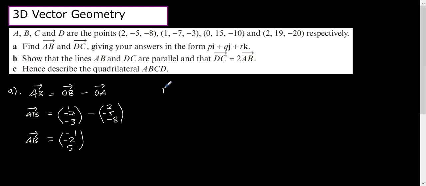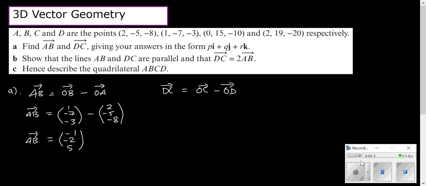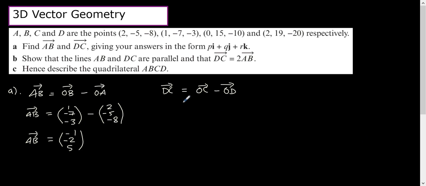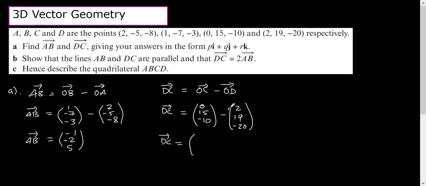Next, to find our vector DC, we're going to do exactly the same thing. D to C is OC minus OD. And we just take our vectors from the coordinates that we're given. So OC is going to be this one here, (0, 15, -10), and we're going to subtract OD, which is (2, 19, -20). That will give us our vector DC. So we've got 0 minus 2 is -2, 15 minus 19 is -4, -10 minus -20 is 10. And there we have it.